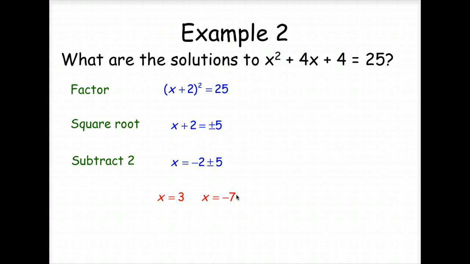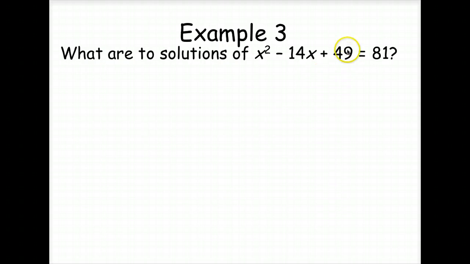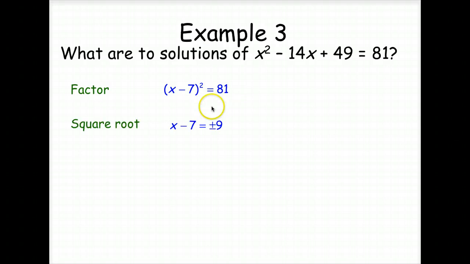Let's try another one. Perfect squares, see that? So we can factor this as x minus 7 squared is equal to 81. Take the square root of both sides. Don't forget, the square root of 81 is either a plus or a minus 9. We're going to add 7 to both sides. So our answer would be x is equal to 7 plus 9, or x is equal to 7 minus 9. So our answers would be 16 and negative 2. Very good.